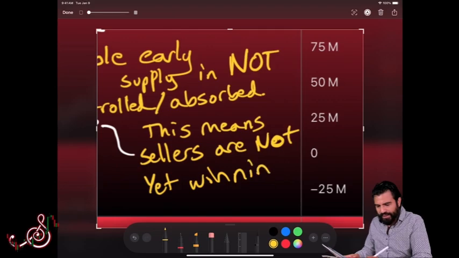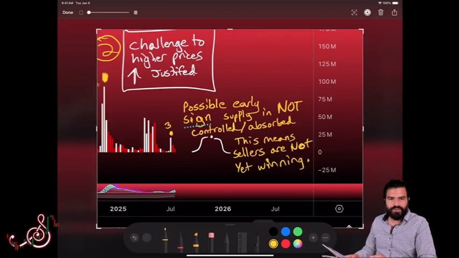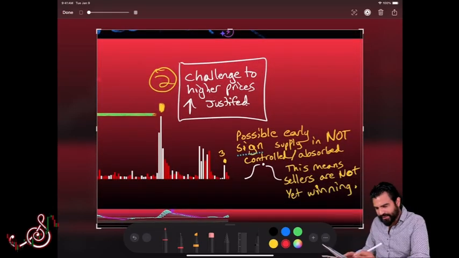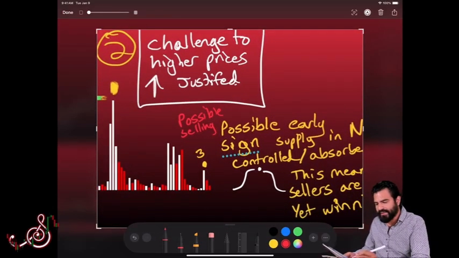If the sellers are not yet winning, then we're not ready to short this. They're most likely going to lose. If this was possible selling, but we don't know yet, coming soon, we'll just say coming.